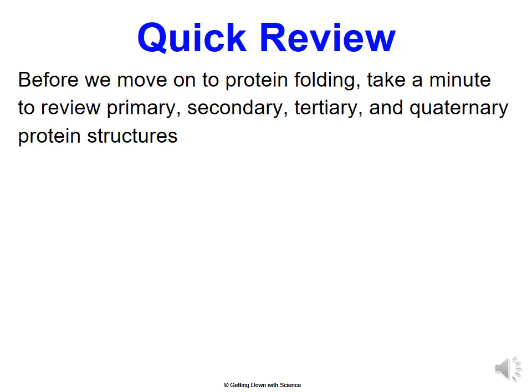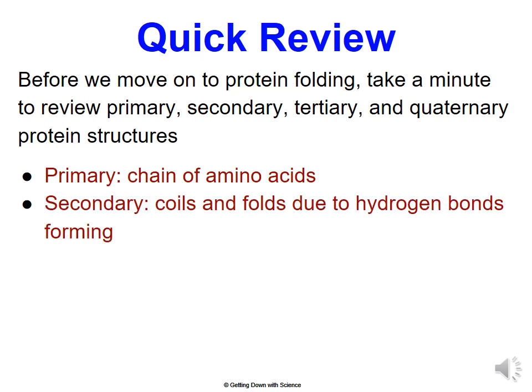Okay, so before we move to protein folding, we're going to take a minute to review primary, secondary, tertiary, quaternary protein structures. Okay, so remember, primary is the chain of amino acids. So a line of people hand to hand connected. Secondary is either going to coil or fold, so think slinky or a folded fan, due to the hydrogen bonds. So we took that chain of people and every other person takes a step forward while still holding hands.